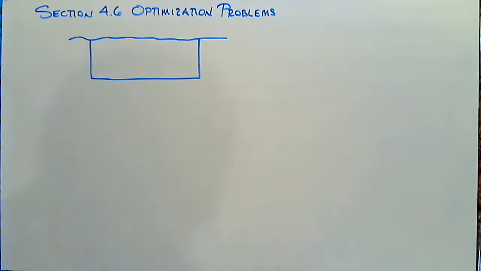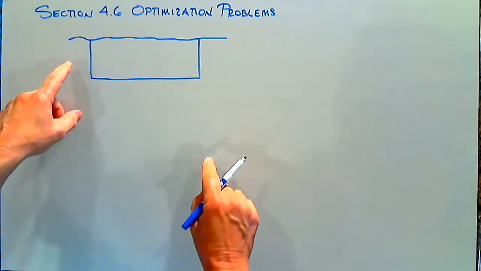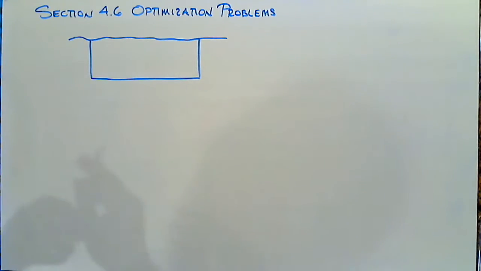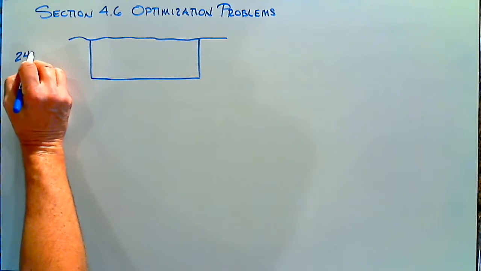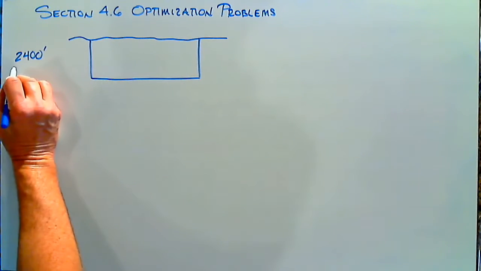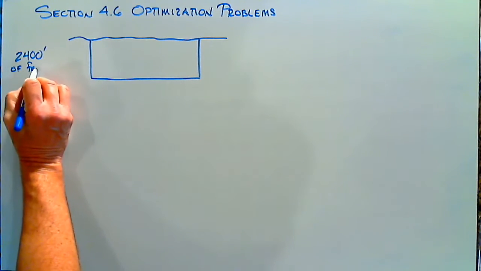So what do we know? Well, we can sit here and just start guessing, right? We can guess. We know it's a rectangle. We can say, well, I'm going to make this 100, and I'm going to make this 100. That's 2,400 minus 100. Remember, we have 2,400 feet of fence.